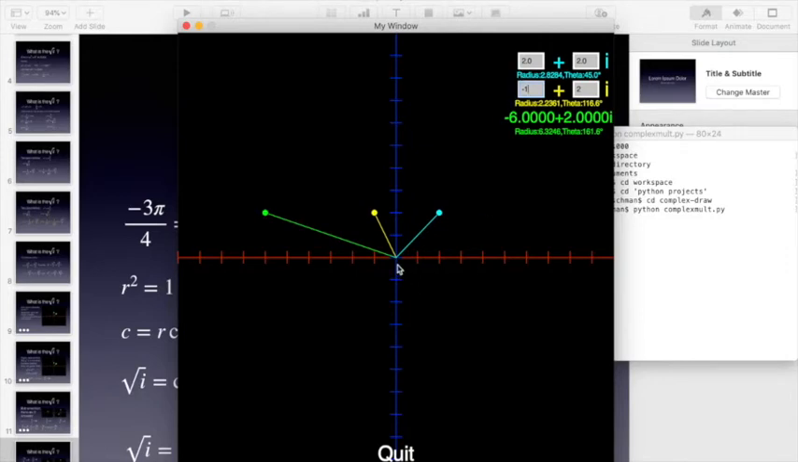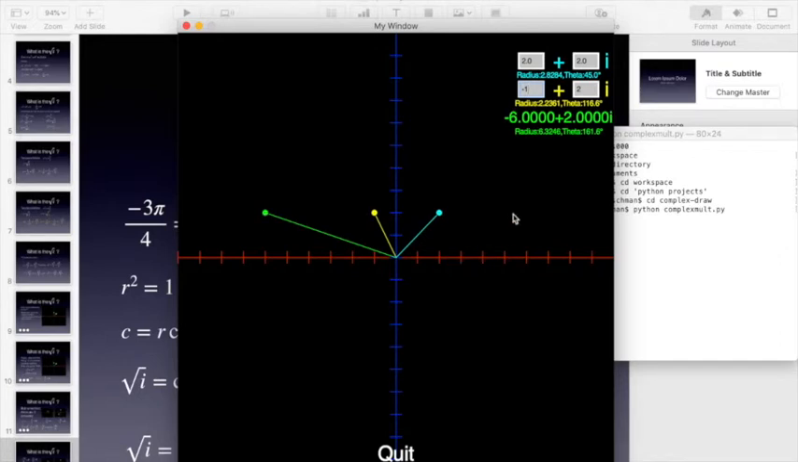So I've put in the complex number 2 plus 2i, times negative 1 plus 2i. And if you multiply those two complex numbers together, you get negative 6 plus 2i. Negative 1, 2, 3, 4, 5, 6 plus 2i.